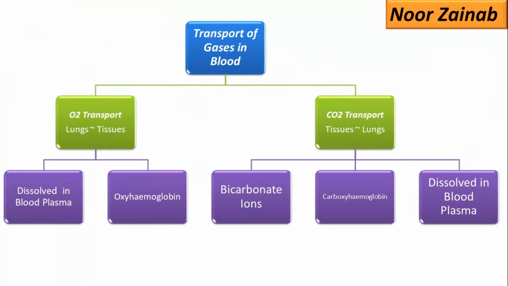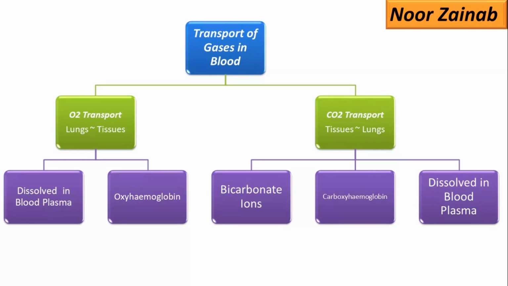So here is a flowchart which will help us to discuss today's topic more easily. The transport of gases in blood. There are two main types of gases which are transported in our blood: oxygen and carbon dioxide. The transport of oxygen occurs from our lungs towards our tissues, and CO2 is transported from our tissues and it is exhaled by our lungs.